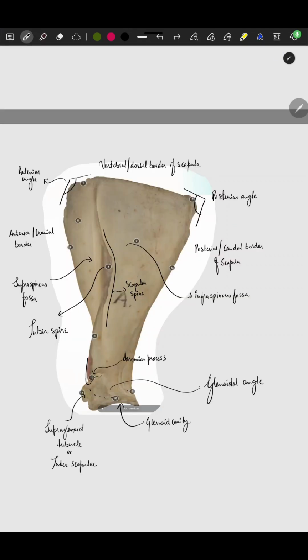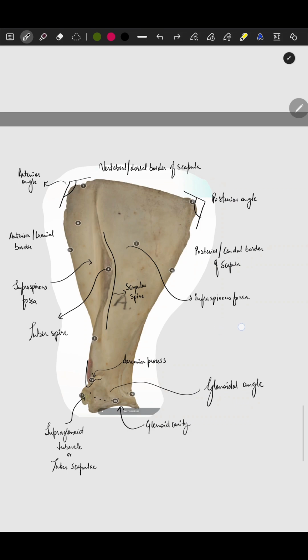So now let's summarize what we have discussed so far. This is the vertebral border of the scapula, the anterior border, and the posterior border. The anterior border and vertebral border form the anterior angle. The vertebral border and posterior border form the posterior angle. The anterior border and posterior border form the glenoidal angle of the scapula.